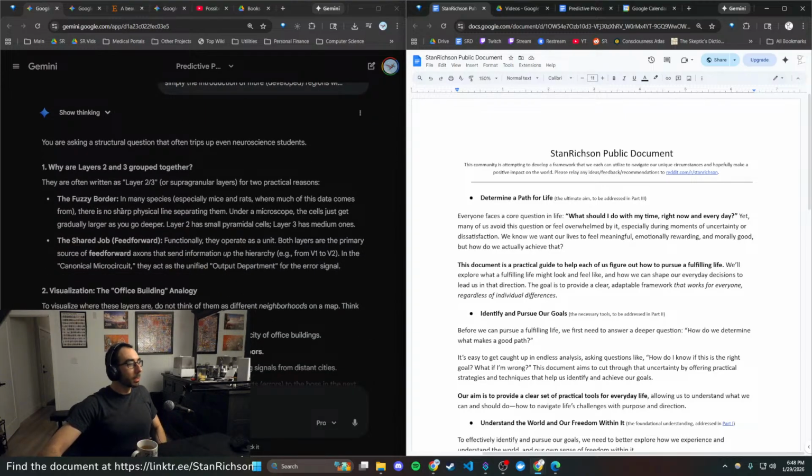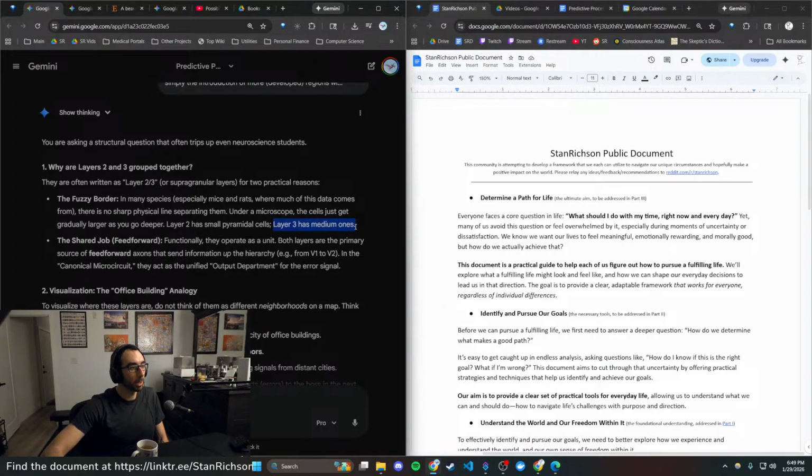Okay, why are layers 2 and 3 grouped together? They are often written as layer 2/3 or supragranular layers for 2 practical reasons. The fuzzy border: in many species, especially mice and rats, where much of the data comes from, there is no sharp physical line separating them. Under a microscope, the cells just get gradually larger as you go deeper. Layer 2 has small pyramidal cells. Layer 3 has medium ones.